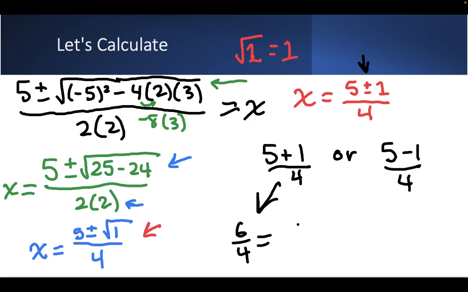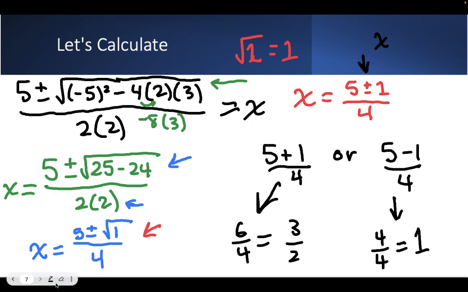And that can be simplified down to 3 halves. And if we do the 5 minus 1 over 4, we have 4 over 4, and that's equal to 1. So our final answer is going to be x is equal to, where should I write it? I'll just erase everything and write it. 3 halves, x equal to 1.